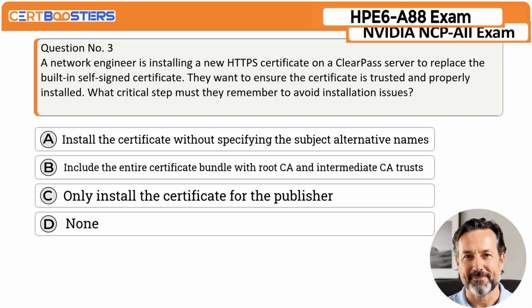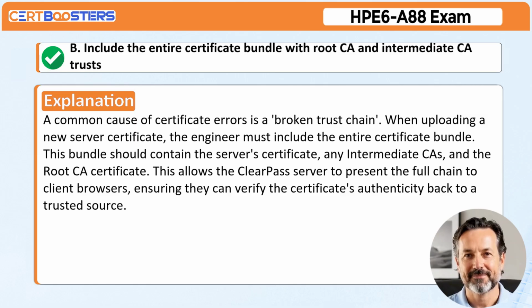Question number 3. A network engineer is installing a new HTTPS certificate on a ClearPass server to replace the built-in self-signed certificate. They want to ensure the certificate is trusted and properly installed. What critical step must they remember to avoid installation issues? A. Install the certificate without specifying the subject alternative names. B. Include the entire certificate bundle with root CA and intermediate CA trusts. C. Only install the certificate for the publisher. D. None. Correct answer. B.